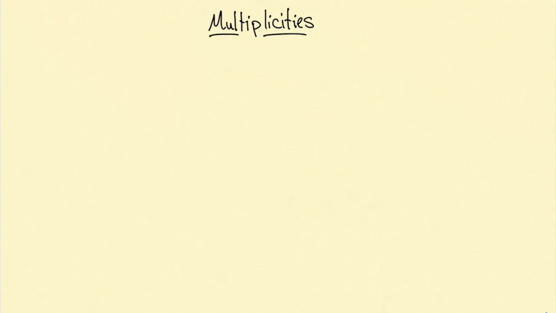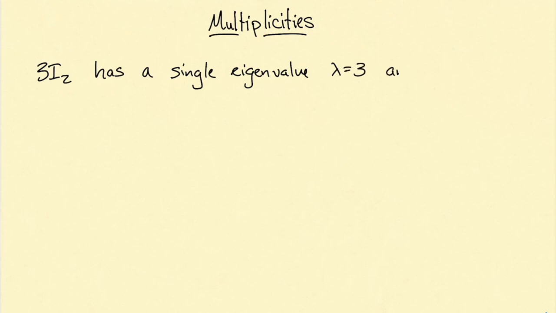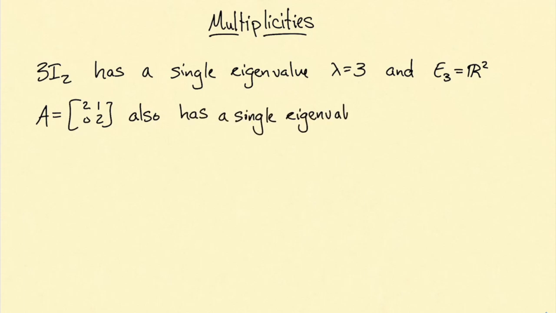Last time, we encountered some curious behavior. The diagonal matrix, 3 times the 2 by 2 identity, had a single eigenvalue, lambda equals 3, and a two-dimensional eigenspace, which was all of R2. While the upper triangular matrix, [2, 0; 1, 2], had a single eigenvalue as well, lambda equals 2, but a one-dimensional eigenspace spanned by the unit vector e1.